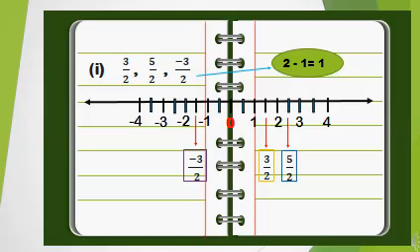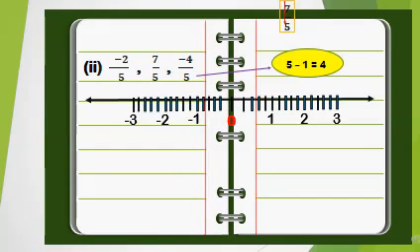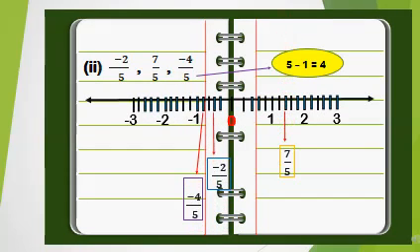Okay students, now we will see one more question of this type to be more clear. Our second sub question is minus 2 by 5, 7 upon 5 and minus 4 by 5. We have to plot this on the number line.